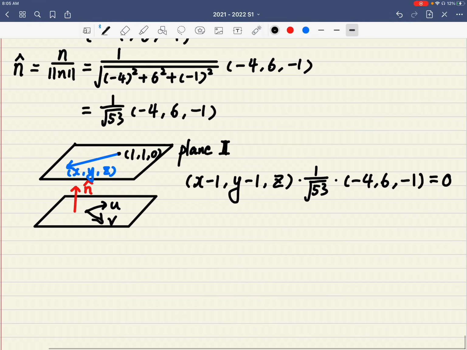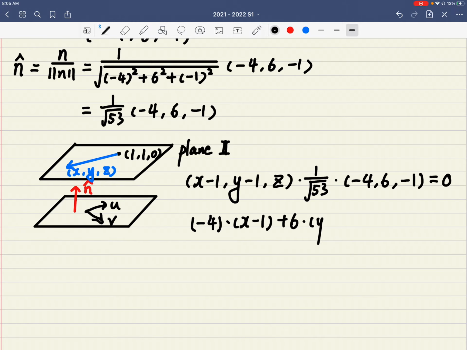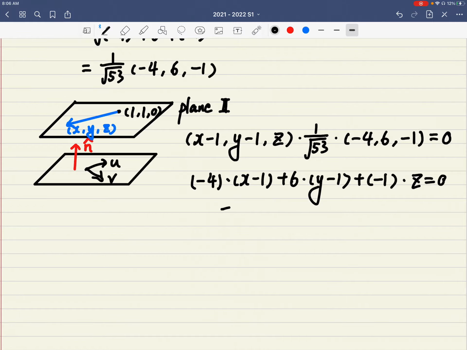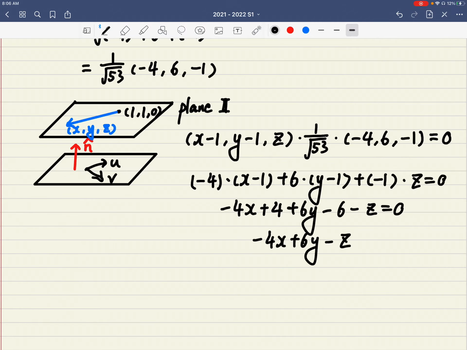Then you can solve it. So actually you can see this part doesn't really matter. So it's negative 4 times x minus 1, plus 6 times y minus 1, plus negative 1 times z, is equal to 0. So negative 4x plus 4 plus 6y minus 6 minus z is equal to 0. So negative 4x plus 6y minus z is equal to 2.